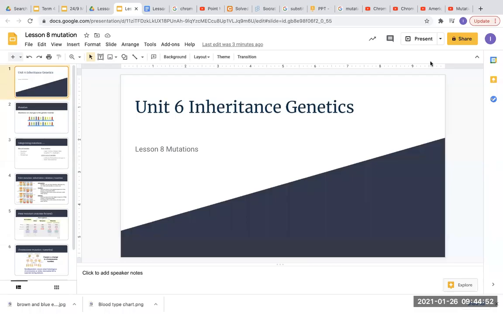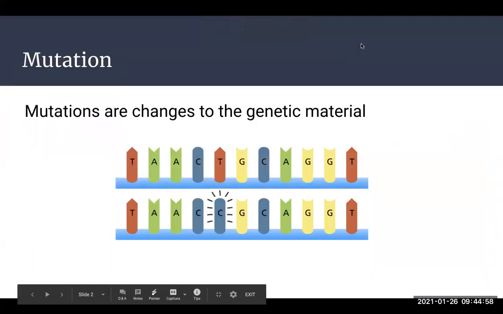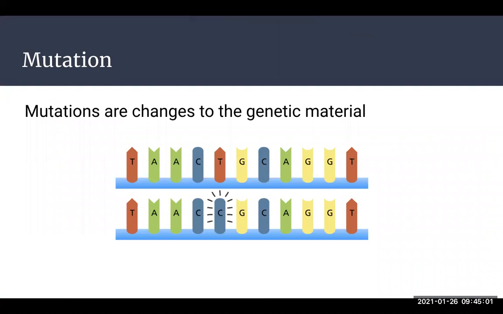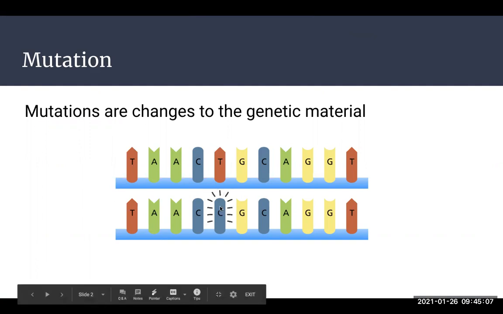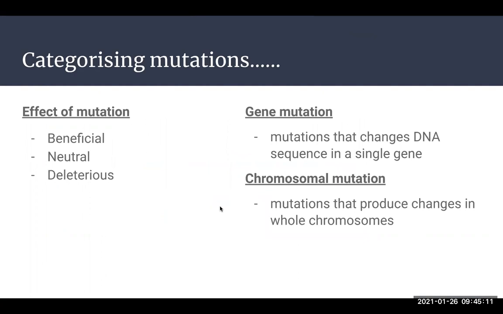Okay, so this is lesson 8, genetic mutation. When it comes to talking about genetic mutation, we usually refer to the changes that are being made to the genetic material. For example, maybe one of the nitrogenous bases being changed. And when we categorize mutations, there are so many different aspects that you can look at, and you can classify it into different categories.